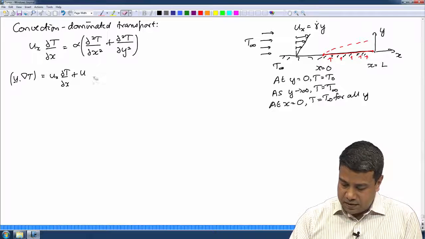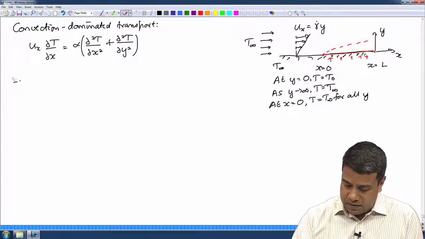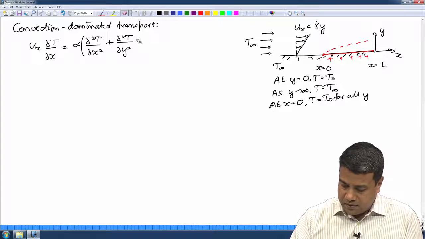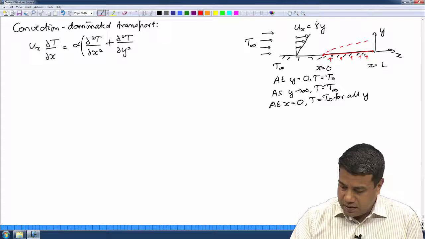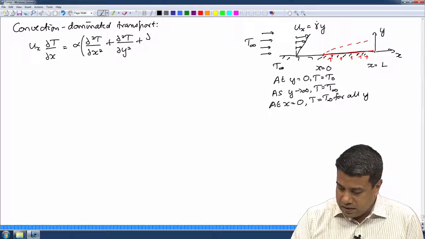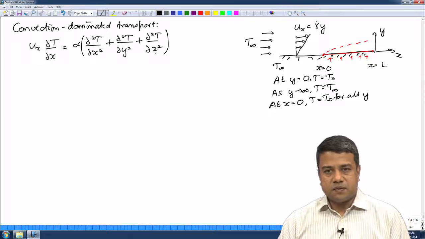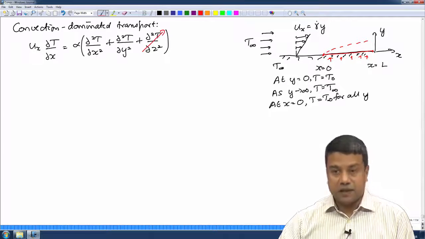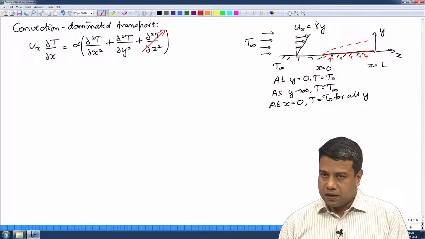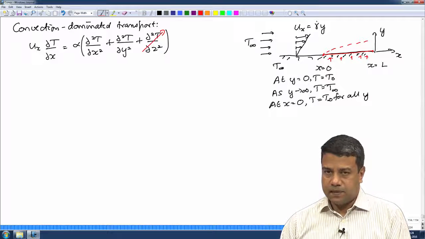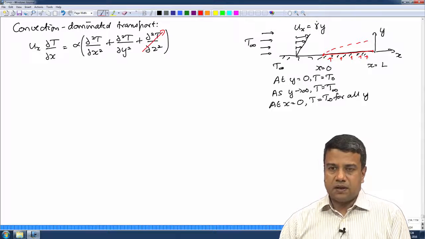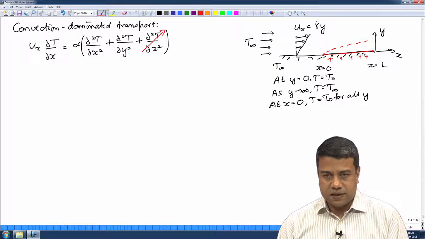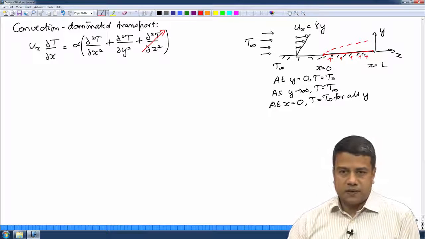And on the right side, in general the expression would be del square T. It would be of the form plus d square T by dz square. But since we have assumed there is no variation in the direction perpendicular to the surface, this term can be neglected. And throughout we are going to consider the limit of high Peclet number. I will come a little later and define exactly what that Peclet number is.